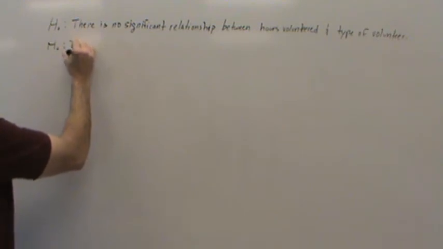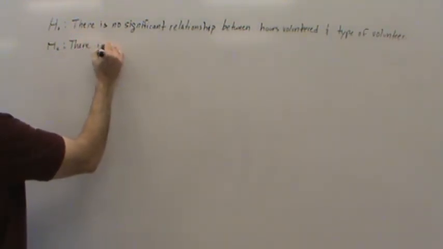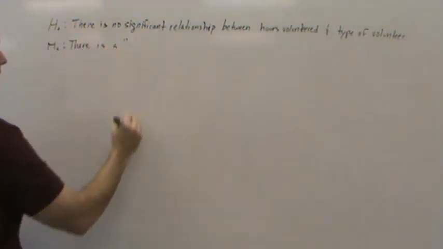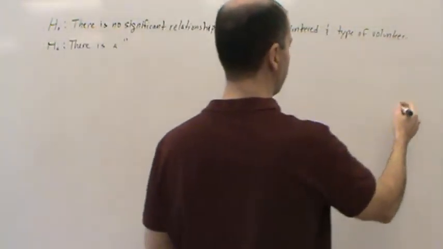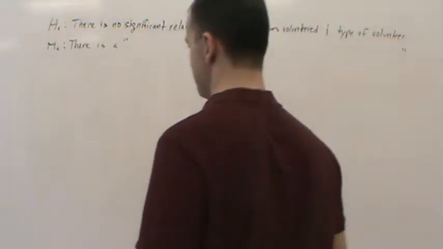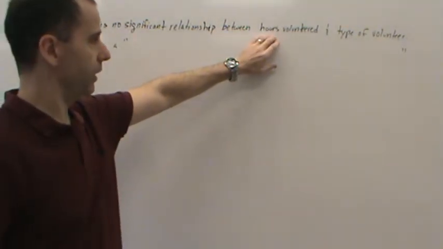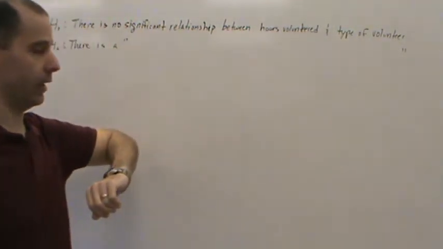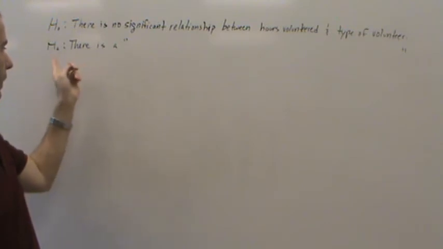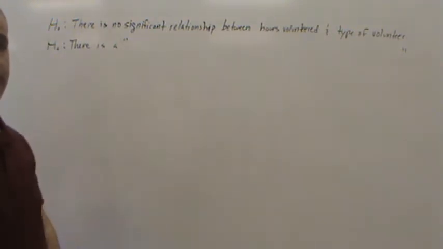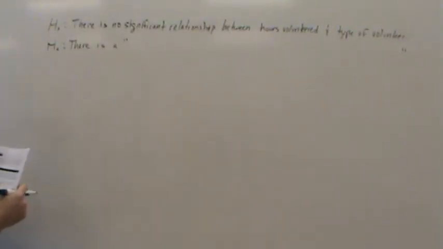Versus there is a significant relationship between hours volunteered and the type of volunteer, which means dependent. So the null hypothesis is that the hours volunteered and the type of volunteer are independent of each other. The alternative is that they are dependent on each other. Okay?